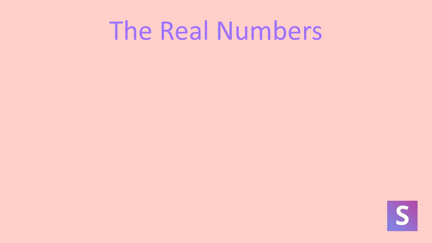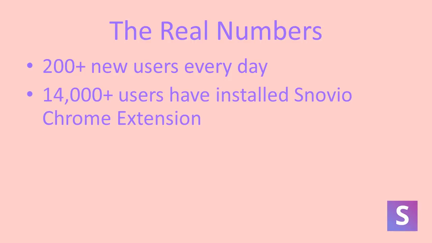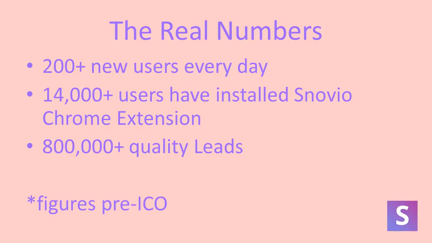So the real numbers at the moment for this particular token are: there are 200 plus new users signing up for this service every day. There are 14,000 plus users who have installed the Snovio Chrome extension app, which is available right now on the App Store. And there are 800,000 plus quality leads as a result. And all these figures were taken pre-ICO from about a month ago.